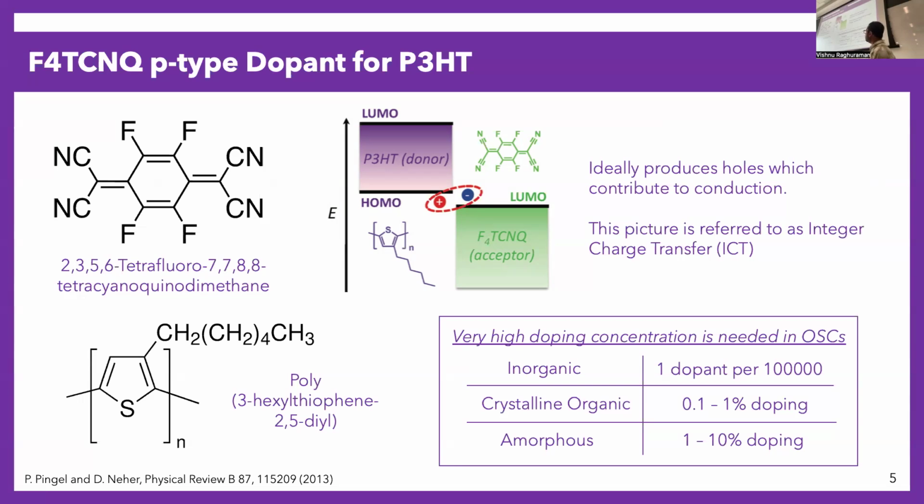And while this type of doping is fairly successful, you need a very large amount of doping in these types of systems for it to be effective compared to inorganic. So in silicon, for example, at the very extreme, you need one dopant per 100,000 silicon, and that's at the degenerate level. For conservative doping, you need much less. But for amorphous organic semiconductors, you can need up to almost 10% doping, which at that point I don't even know if you can call that doping. It's almost like an alloy.